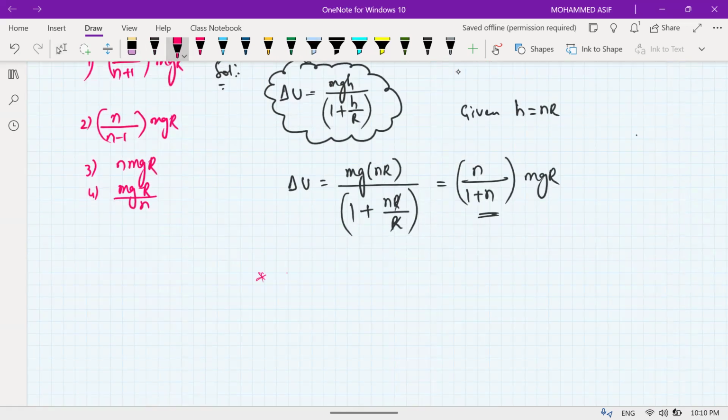खाली रफली बोल रहा हूँ. If h is equal to the radius of the earth, then the change in potential energy will be equal to how much? Delta U is equal to mgh, h value is R, divided by 1 plus R divided by R. यार कैंसिल हो जाता तो कितना आता? mg into R divided by 2 आ जाता सीधा. Isn't it?